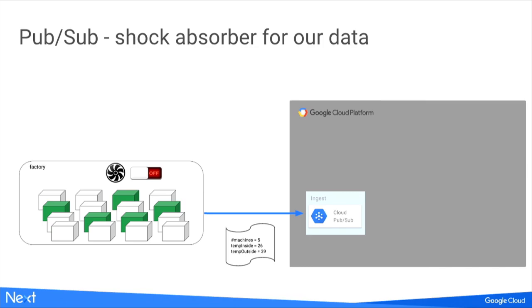I can have a single topic, so I don't need to worry about today I've got 100 messages a second, tomorrow I have hundreds of thousands of messages a second. I don't need to reshard, I don't need to think about partitioning, I just keep sending information into that topic.